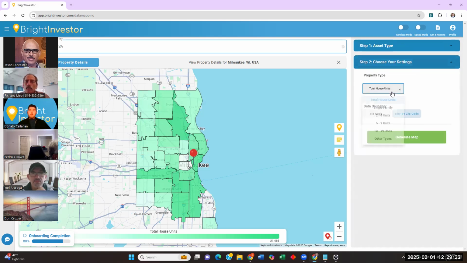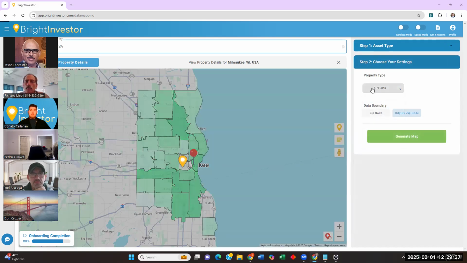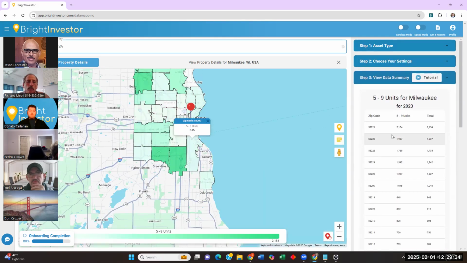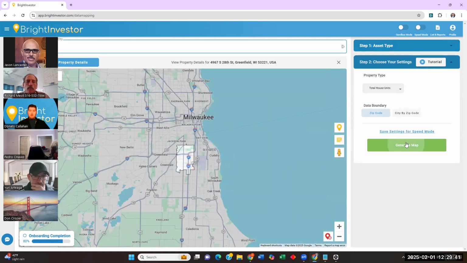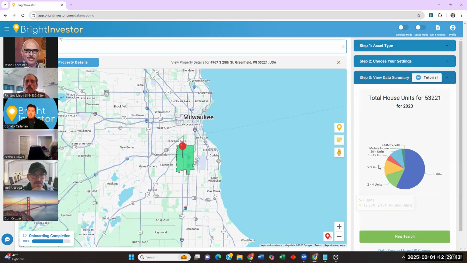Now we also know by doing this 5 to 9 unit building search that all of those 5 to 9 units, Rich, in your example, are down here. So all I have to do is search this one zip code specifically, then do asset type for just this zip code. And when I look at this, 5 to 9 unit buildings make up 12.5% of the market. So this zip code has more than 10% 5 to 9 unit buildings, making this a good area to focus. Does that make sense?